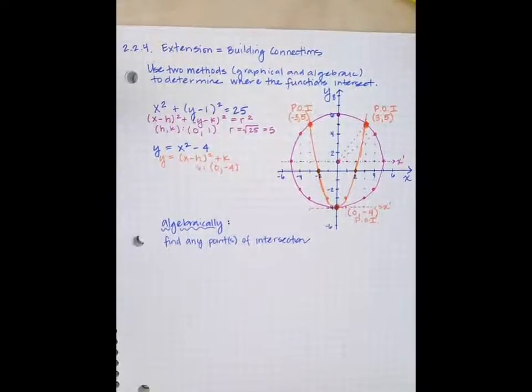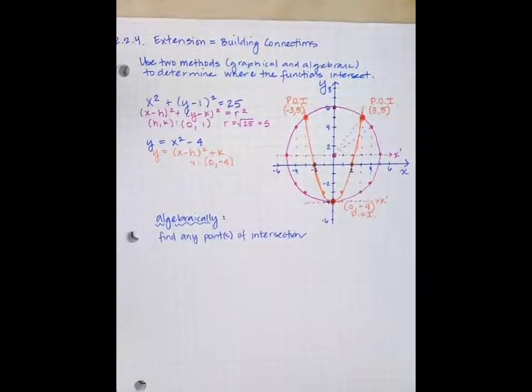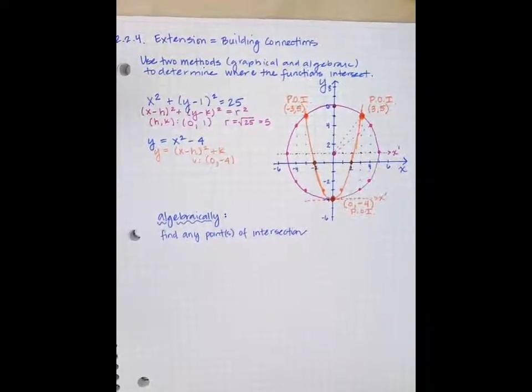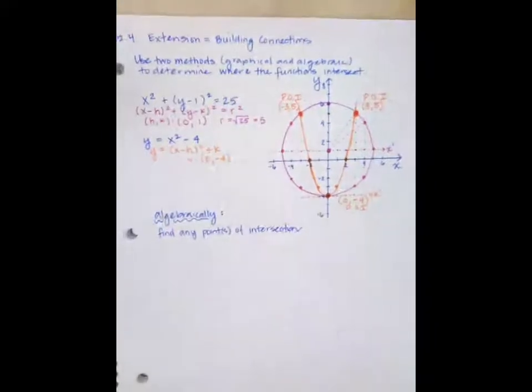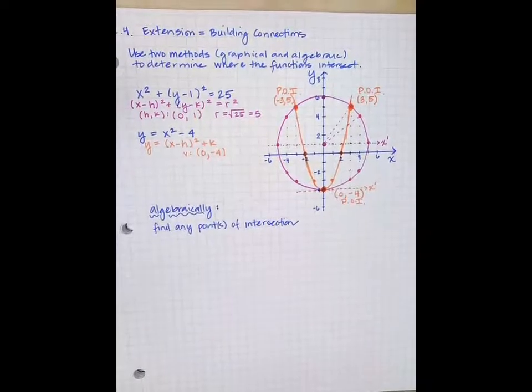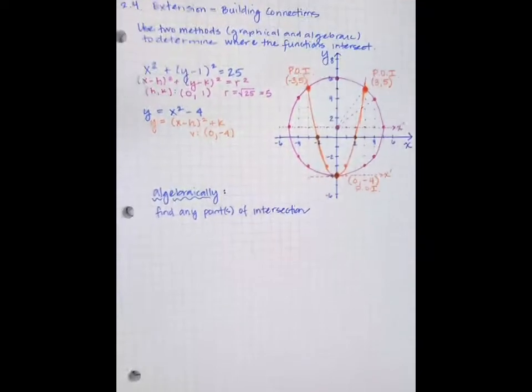Hello, this is a follow-up to making a connection between the transformations of parent graphs of, in this case, a circle and a parabola. We graphically figured out where they intersect. Now let's talk about how to do it algebraically.